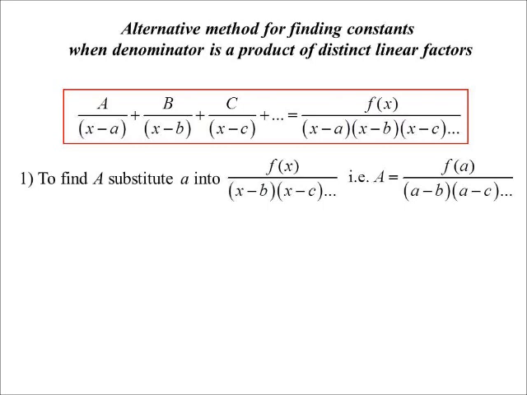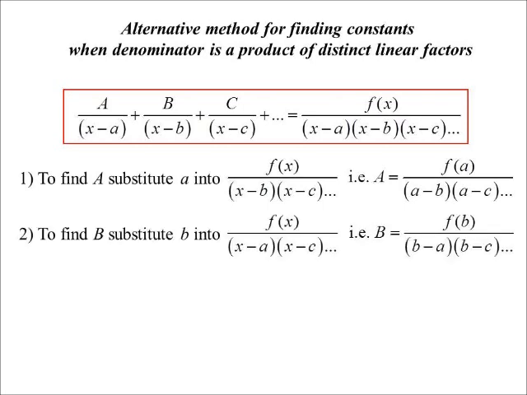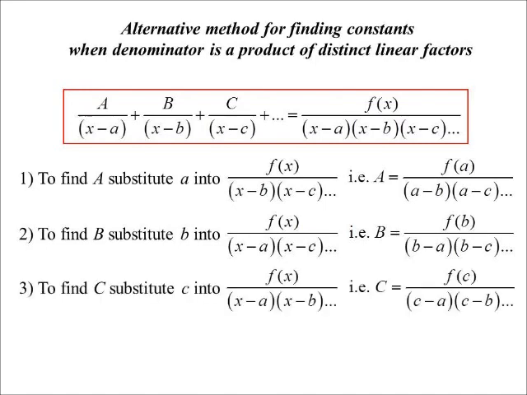That's why it's sometimes called the cover-up method, because it's like saying, I'm going to cover up x minus a, I'm going to pretend it's not there, and I'll substitute into what's left. So I'd get whatever function a is over a minus b, a minus c. Then to work out b, I'd do the same thing, but now I'll cover up the x minus b. I'll pretend it's not there and substitute in the b. And then I could do the same for the c. So it works really nicely for when they're linear factors. Okay.